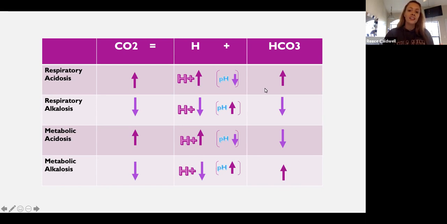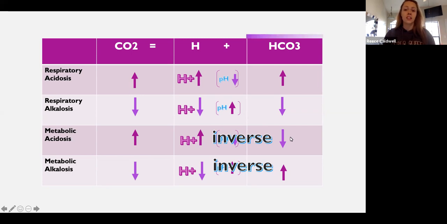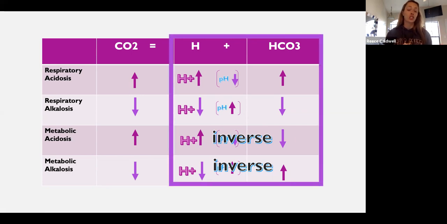So if you can get this down, which isn't too hard to memorize, because both of the respiratory disturbances are all in the same direction: carbon dioxide up, hydrogen up, bicarb up. And the metabolic, the trend follows, except the bicarbonate and hydrogen ions will be inverse. So if you can make that connection in your head, and more specifically, honestly, if you can make that trend just between hydrogen and bicarb, this will be really useful and helpful in solving these problems.